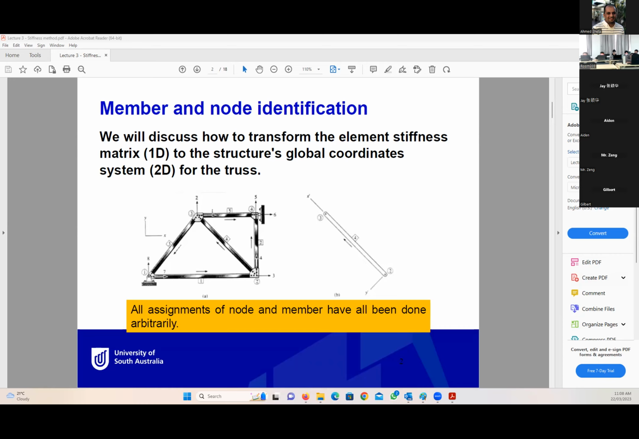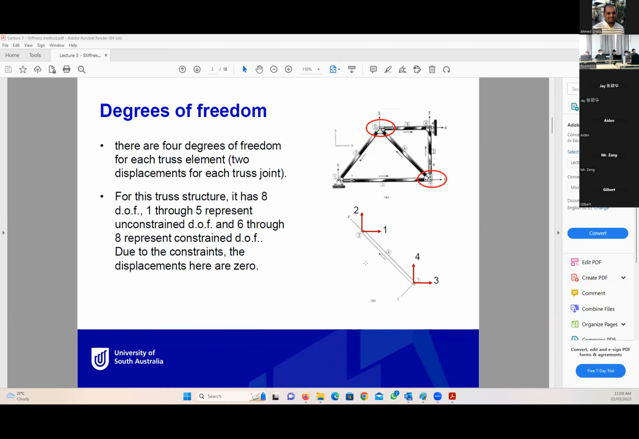So the hinged support prevents the movement of the node in the X direction and Y direction. So displacements 7 and 8 are 0. In this truss example, we have unknowns 1, 2, 3, 4, 5, and we have knowns 6, 7, 8. Okay. If we go to the next slide, this is what I was talking about.